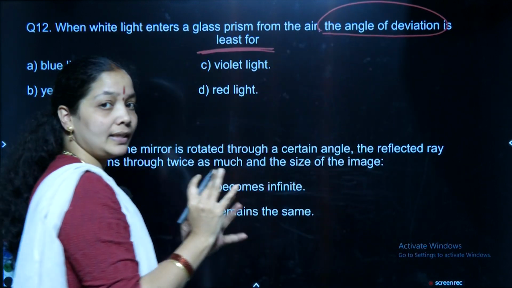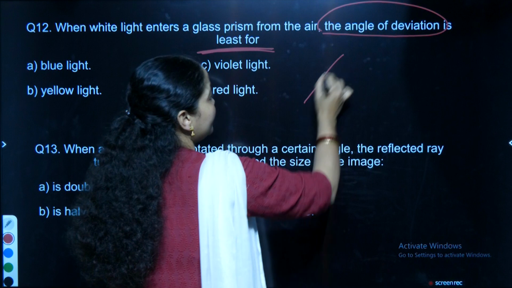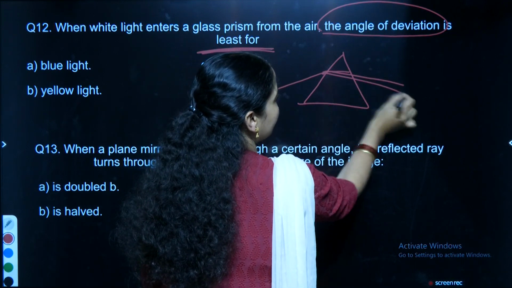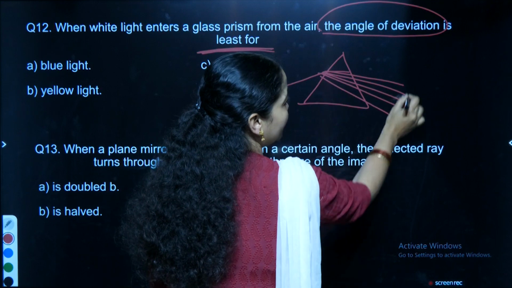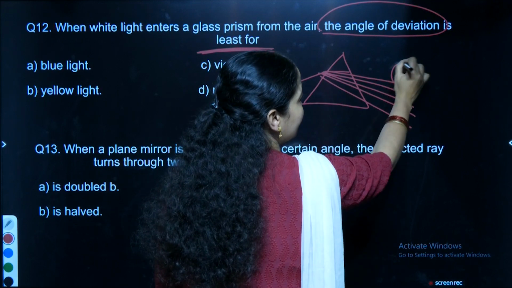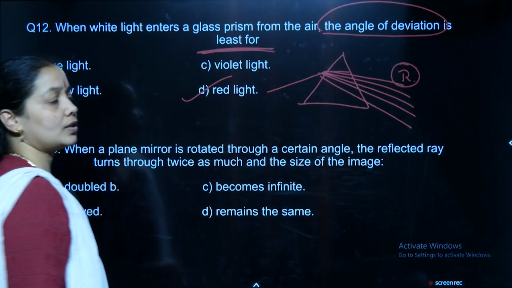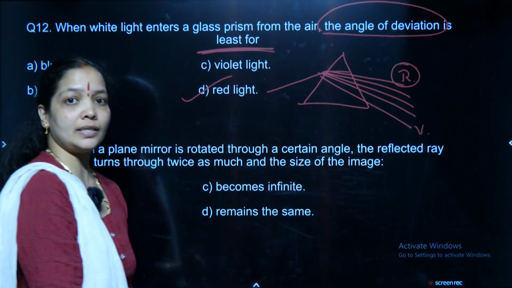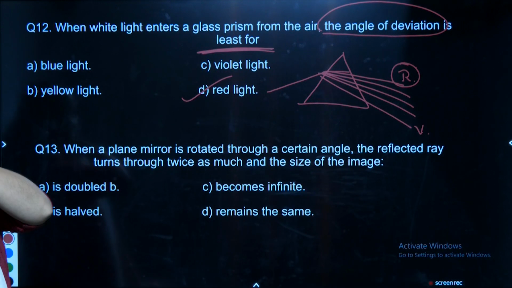We all know that when light is entering, like if this is a prism and light is entering like this, it creates a spectrum and scatters like this. Out of this, red is giving me the least. So red light is for the least deviation. Violet will be for the maximum deviation in the spectrum or VIBGYOR formation.